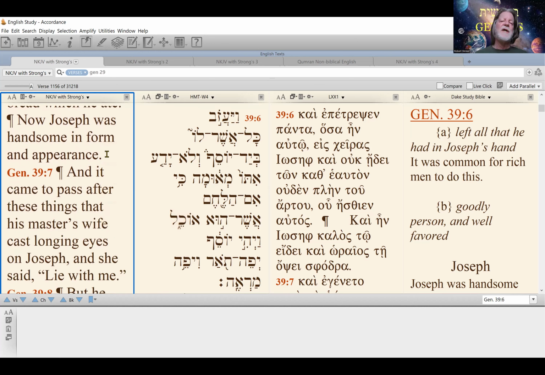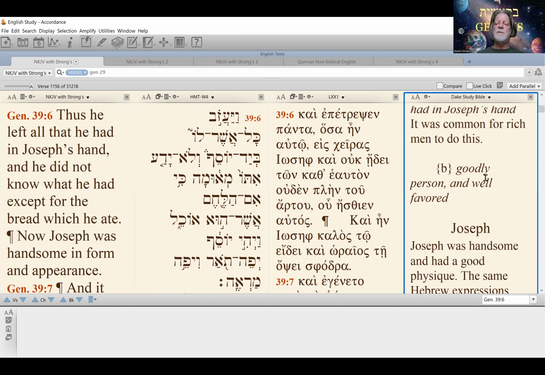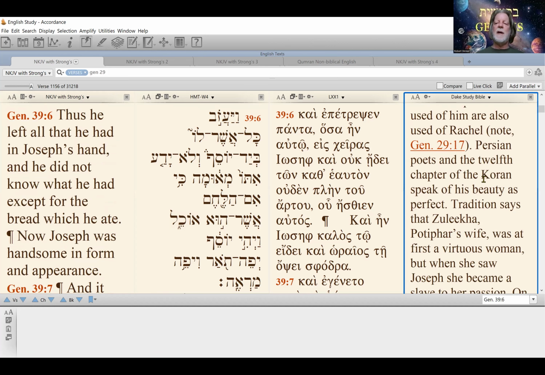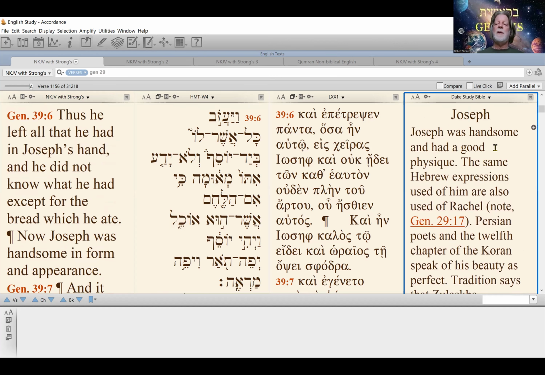Now, Yosef was handsome in form and appearance. So Dake goes into some details about Joseph's appearance based on tradition and historical records. You might find this interesting, so let's just quickly read through it. Yosef was handsome and had good physique. And the Hebrew text that describes Joseph is consistent with that.